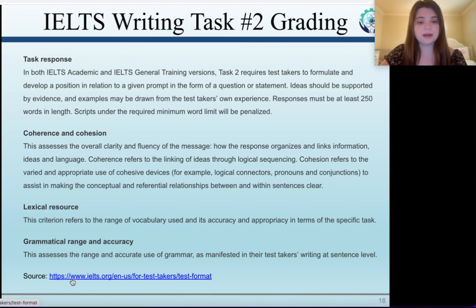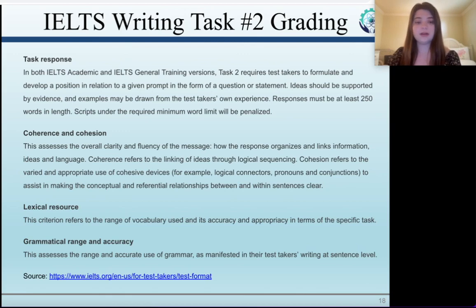The source, by the way, is the IELTS.org website, so if you do want to read more about that, you can go there. But this is directly taken from their website. I'm just going to summarize it here and talk about it. It says that in both the IELTS Academic and IELTS General Training versions, Task 2 requires test takers to formulate and develop a position in relation to a given prompt in the form of a question or statement, right? So that we knew, right? We went over some examples of that.